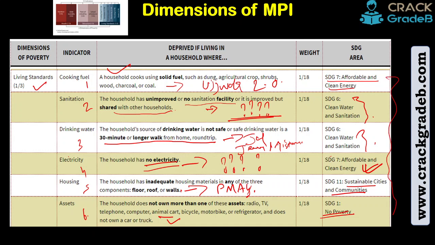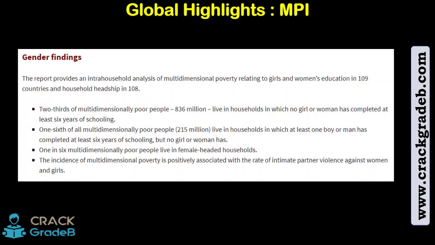Okay, so let's move forward and understand what is there in the report for the global level. So, gender findings. The report provides an intra-household analysis of MPI relating to girls' and women's education in 109 countries and household headship in 108.